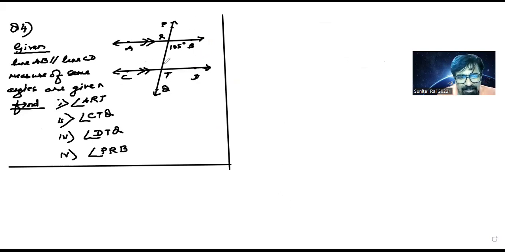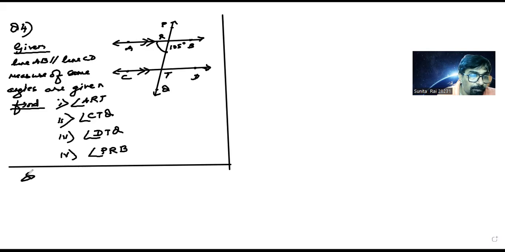And measure some angles are given on the transversal. Can you see here? The angle जो दिया है 105. What is the name of that angle? BRT. Angle BRT is 105. This is given. You have to first find angle ART. Just have a look at ART. Middle letter angle होता है. Angle ART. Can you see I have marked this angle ART? I want this angle ART.